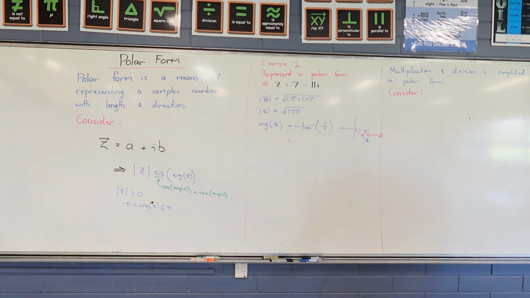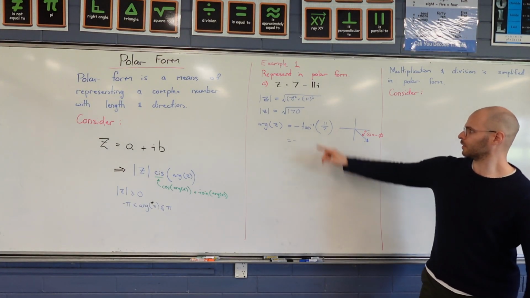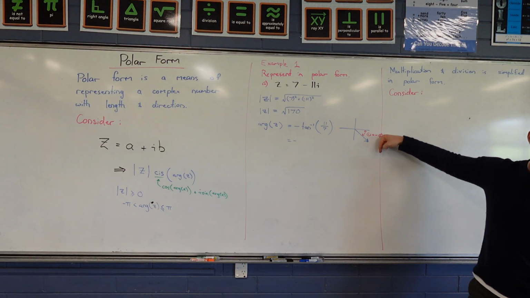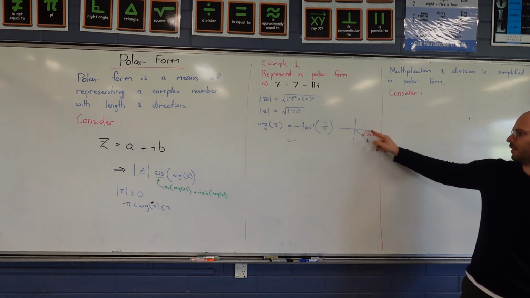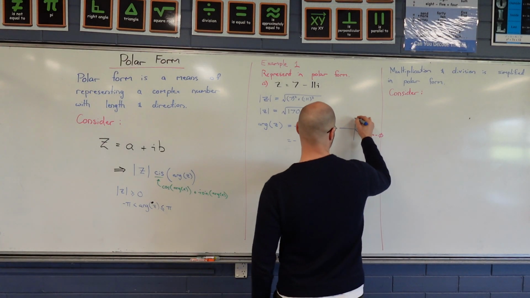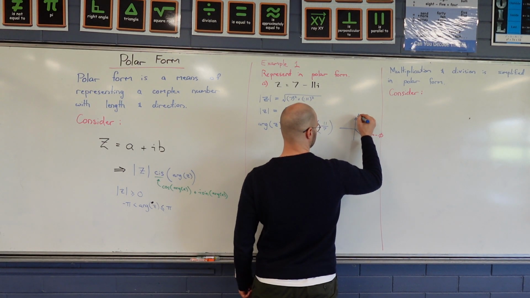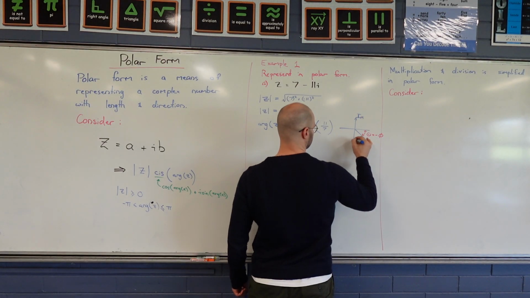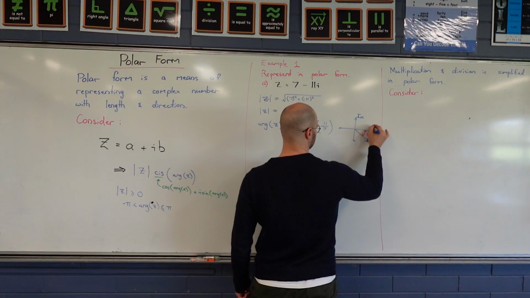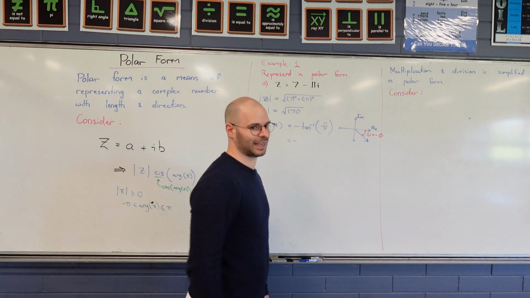Yes, Emma? How do you know it's in the fourth quadrant? Because 7 is positive, to the right, and then negative 11 is down. So it's down and right, the fourth quadrant. 7 is a real number, 11 is negative imaginary. The real numbers are the x-axis, so if positive you go that way, and the imaginary numbers are the y-axis. Okay, that makes sense. We spent an entire lesson on that.